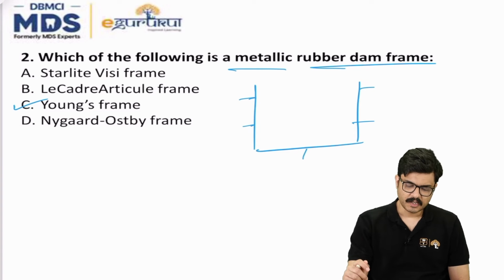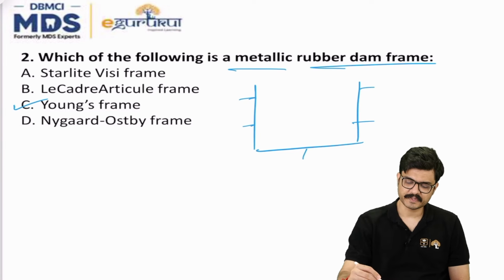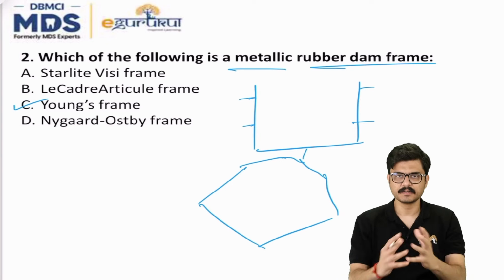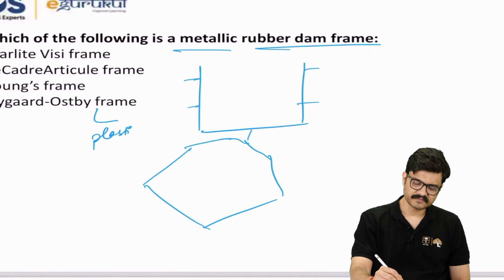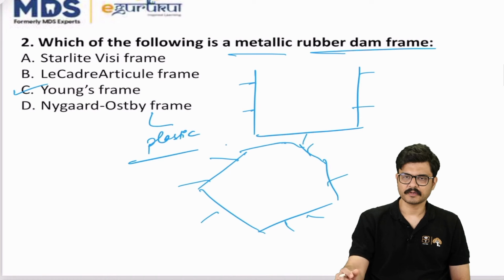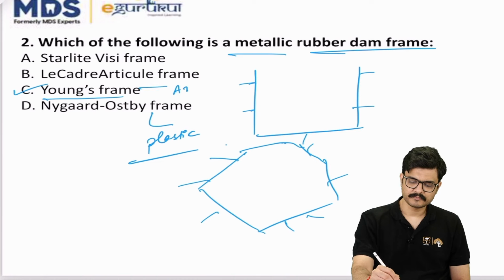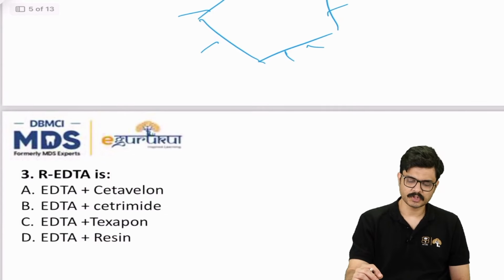Just for your added knowledge, you also have a very common question with the Nygaard Ostby frame. Nygaard Ostby is like a closed ringed kind of device, which is basically a plastic frame, right? That's a plastic frame. It also has these evaginations, these extensions to engage with the rubber dam sheet. So anyways, here the answer no doubt is the Young's frame. It's a classic, old time, old school frame.